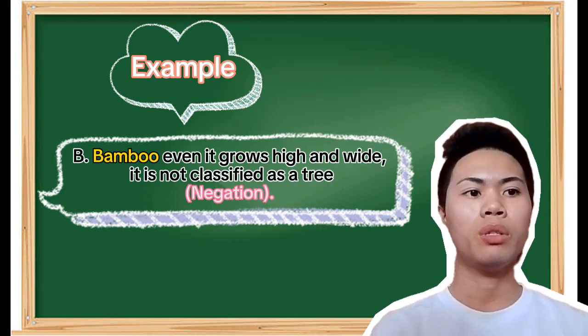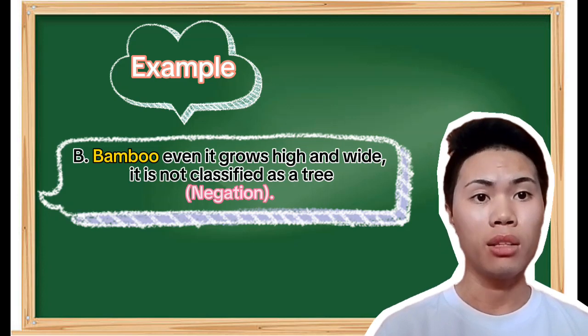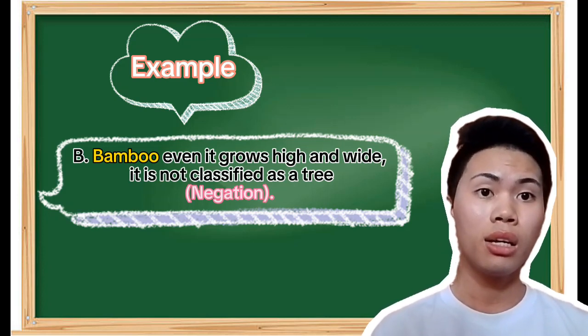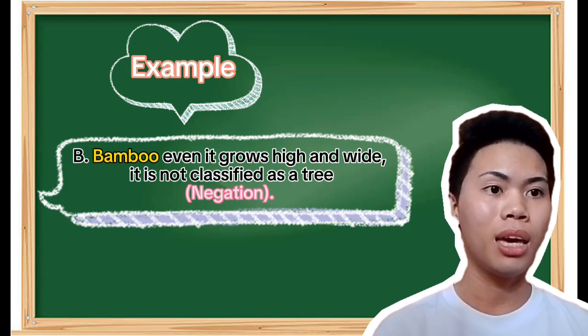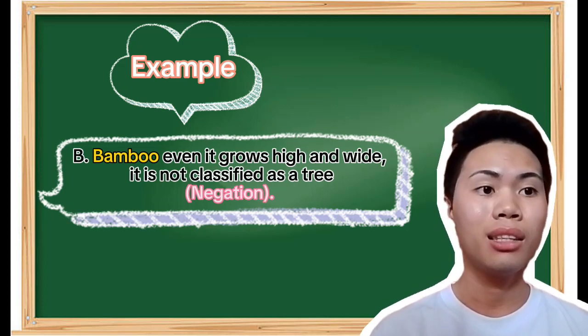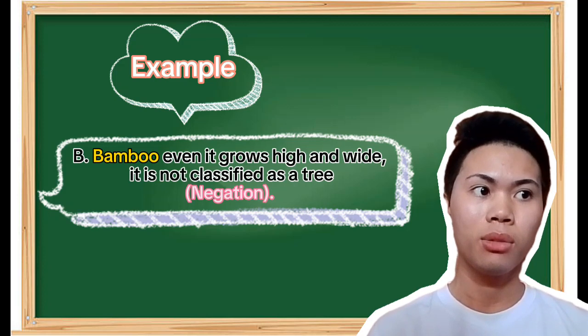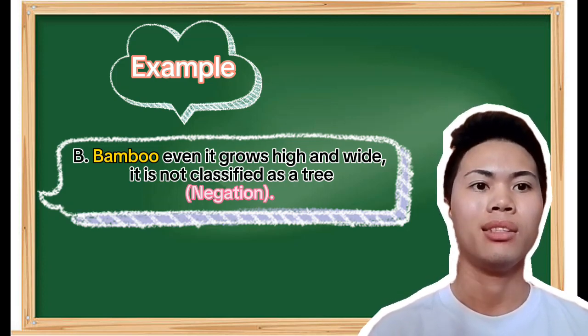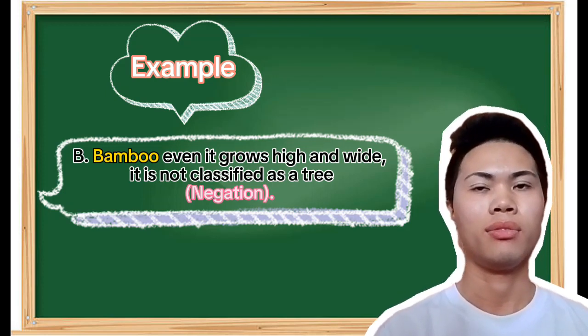For example, when we say, she's not my friend, that is a negation because you are using the word not. It indicates that she's not your friend. So it is untrue that she is your friend. Okay, so that is negation.